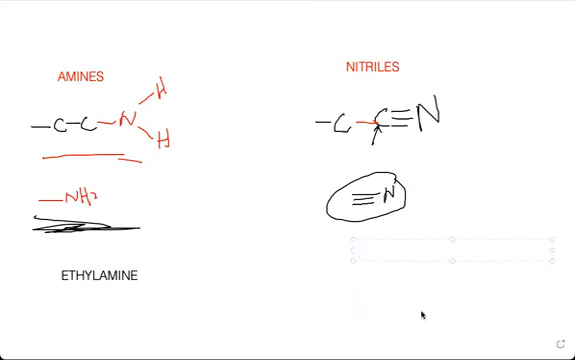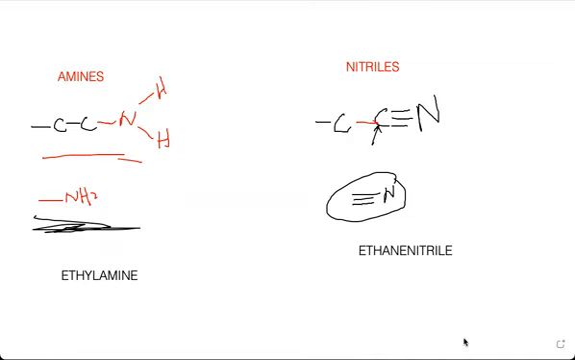And what about nitriles? There are 2 carbons, so this is ethane nitrile. There is no gap between these two. Keep that in your mind.